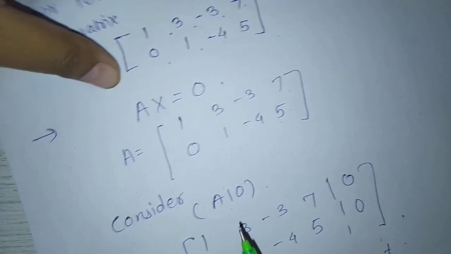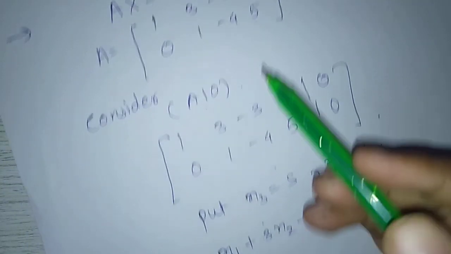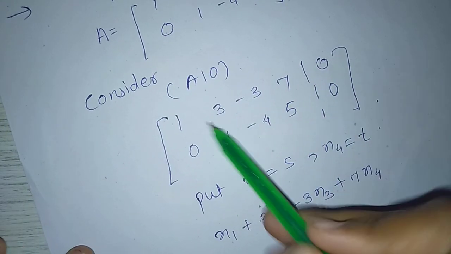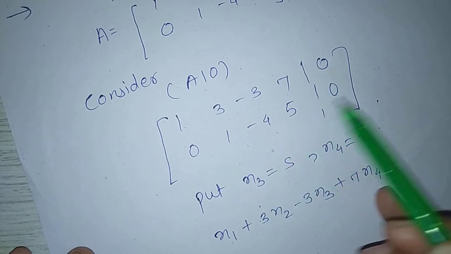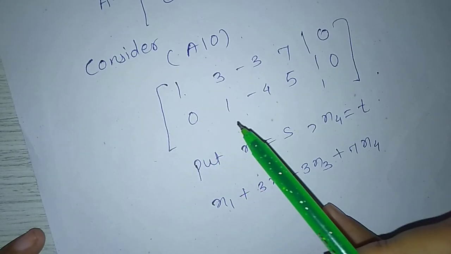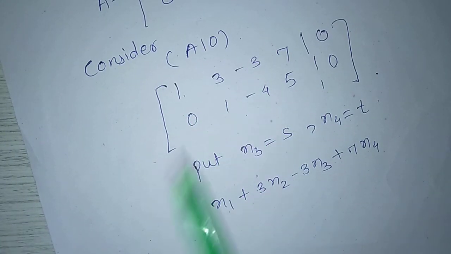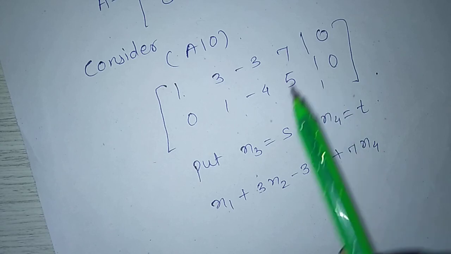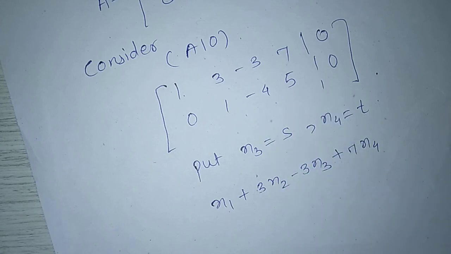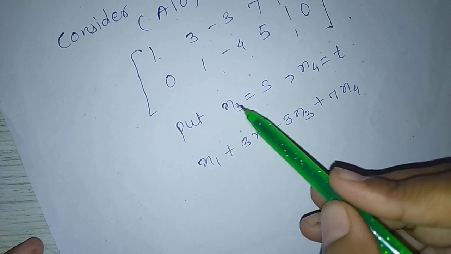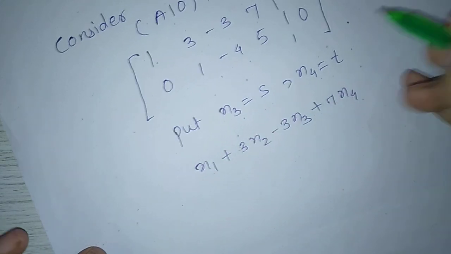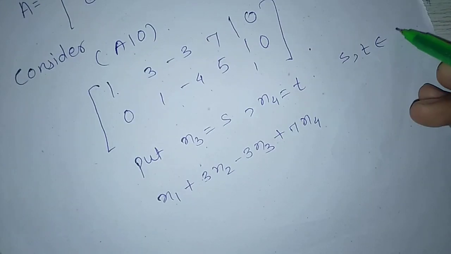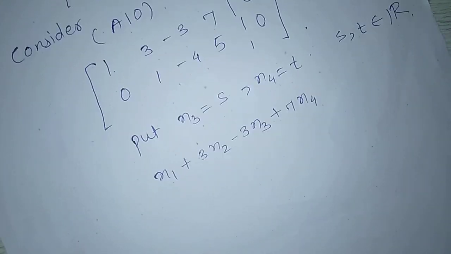Now consider the augmented matrix A augmented with the zero vector. So the matrix becomes 1, 3, minus 3, 7, 0; 0, 1, minus 4, 5, 0. Here you can see that pivot positions occur in the first and second columns, and in the third and fourth columns there is no pivot position, so we put free variables x3, x4. Put x3 equal to s, x4 equal to t. s, t are real numbers.